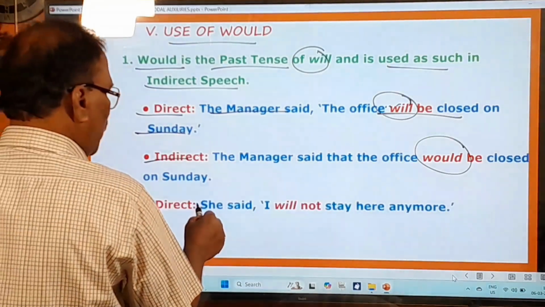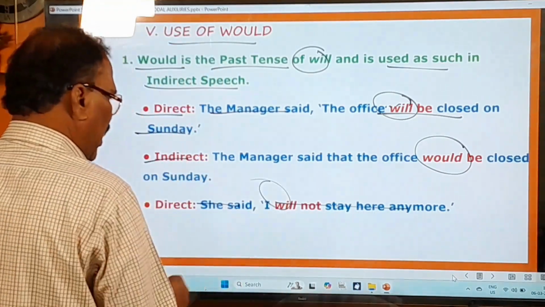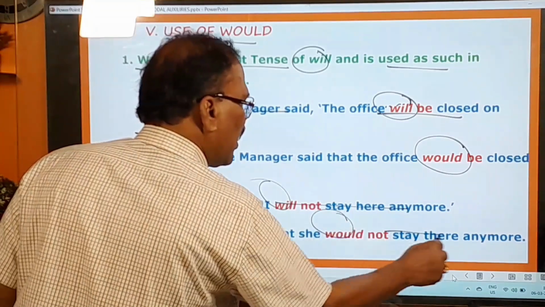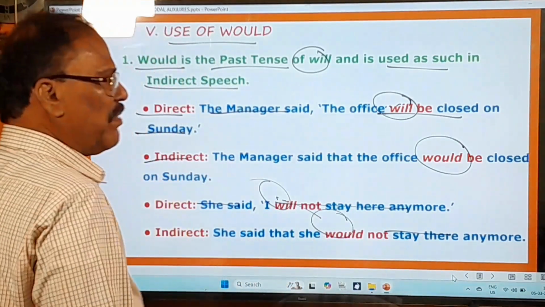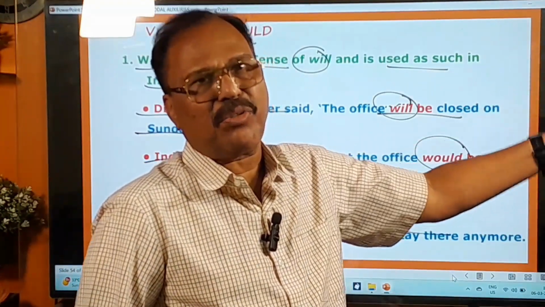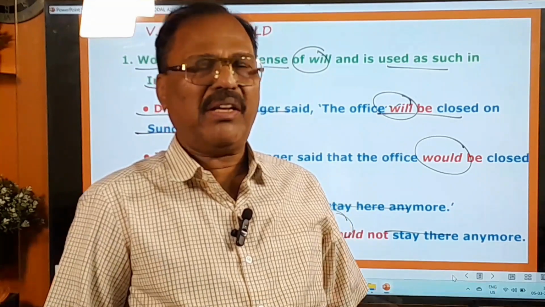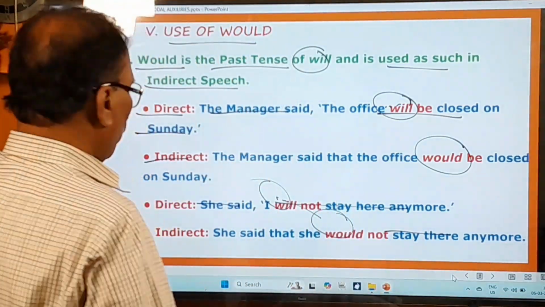Direct speech: She said, I will not stay here anymore. So here will is there, and here you pay attention. In indirect speech: She said that she would not stay there anymore. So will is changed into would. So in this way, whenever there is a will in the direct speech, when you change it into indirect speech, that will should be turned into would. That you know very well, and that's very easy. Now you move on to learn other uses of this would.